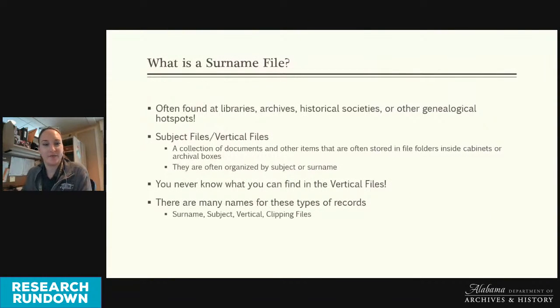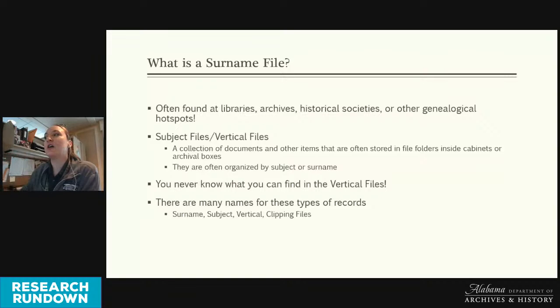So what is a surname file? Surname files are often found at libraries, archives, historical societies, or other genealogical hotspots. You can find them here at the Alabama Department of Archives and History in our reference room. Surname files are typically also referred to as subject guides or vertical files. Some of you may be familiar with that terminology, and some of you may not be. We kind of flip-flop that terminology around here. Typically, we call them subject files, but vertical files works too.